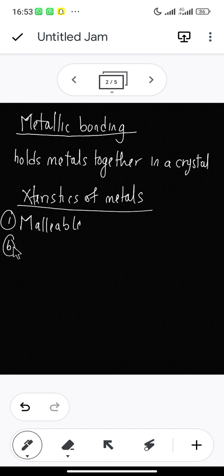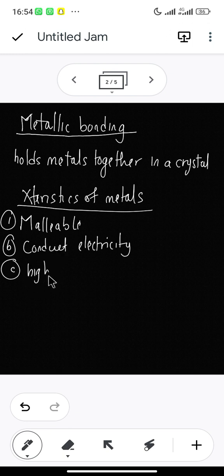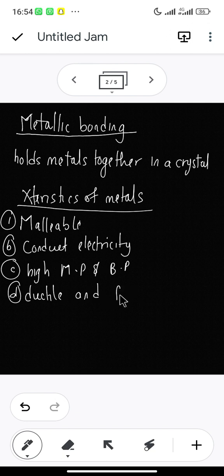The second characteristic is that they are good conductors of electricity. So they conduct electricity. The third characteristic is they have high melting and boiling points: high melting point and high boiling point. The fourth characteristic is that they are ductile, and fusible.